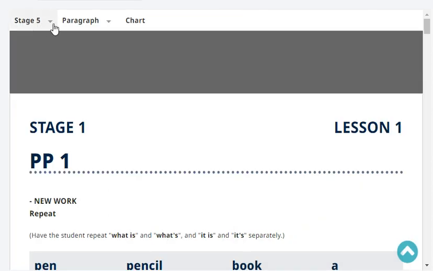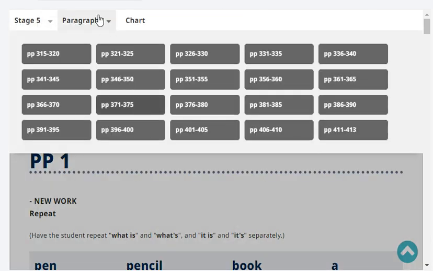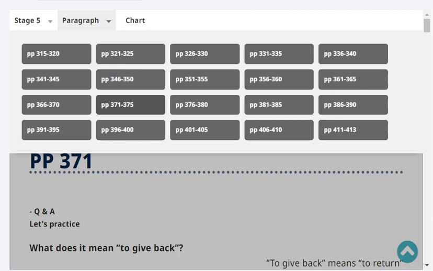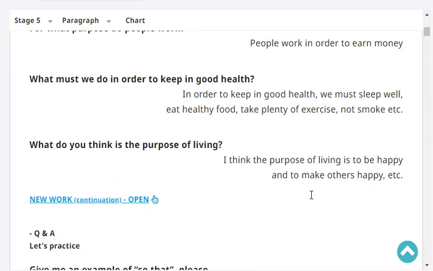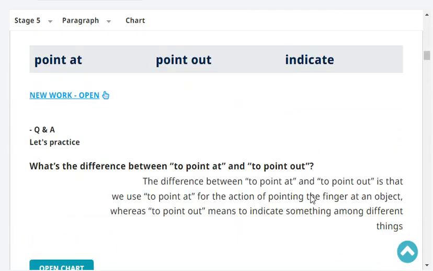Stage 5, paragraph page 373. Again, our last headword was "amount to". Okay, so let's start with revision. Ready? Okay. Here we go.